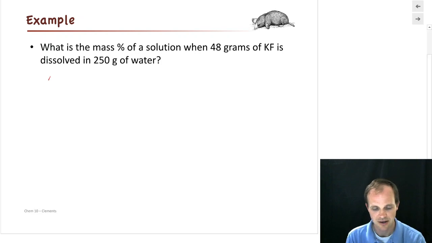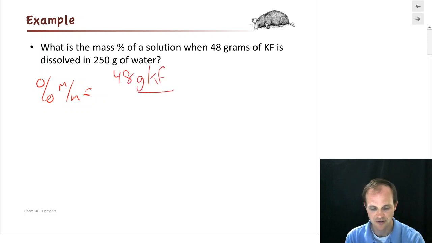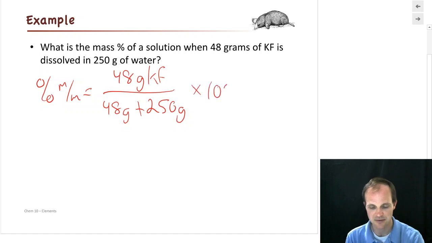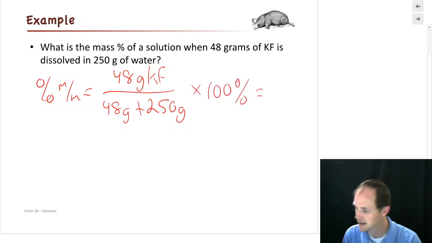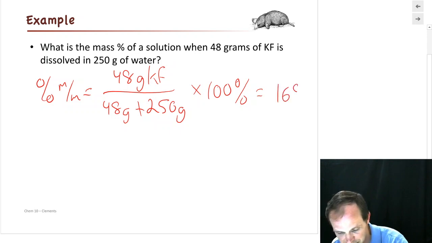All right. Hopefully you came up with percent m over m is the mass of my solute. It's the thing I have less of. 48 grams of potassium fluoride divided by the total mass. And so it's going to be 48 plus 250 grams times 100%. And if you do that math out, you get 16%.